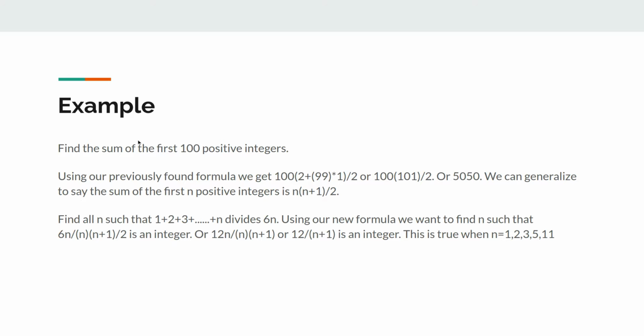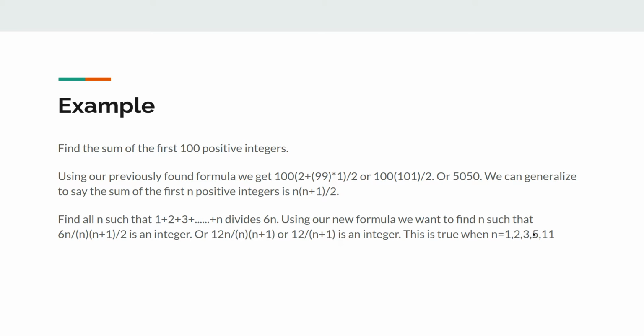Okay, so here's another example. Find all n such that 1 plus 2 plus 3 all the way to plus n divides 6n. So that means 6n divided by this sum should be an integer. Using our new formula, 6n over n times (n plus 1) over 2 should be an integer, or 12n over n times (n plus 1) should be an integer, or 12 over n plus 1 should be an integer.